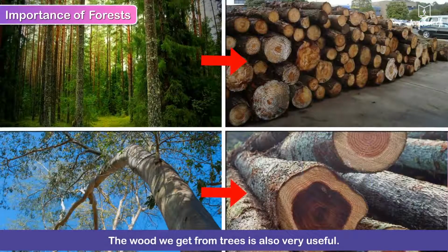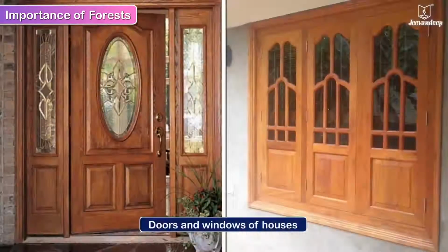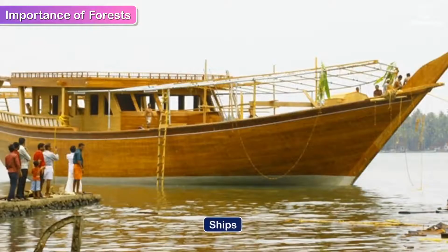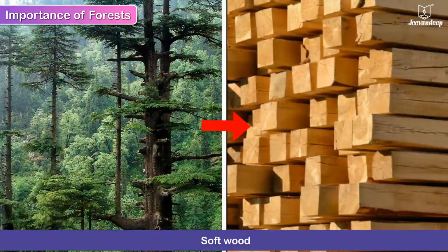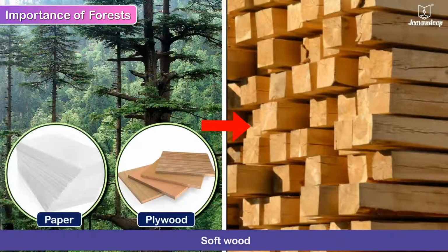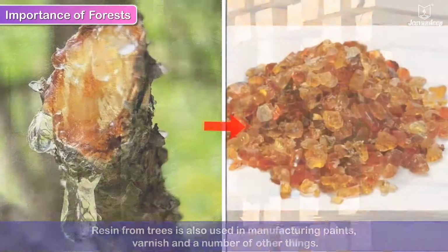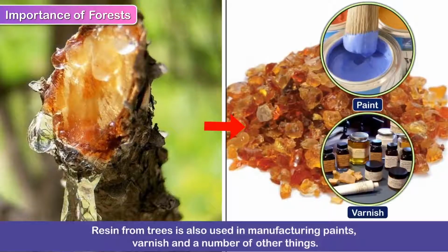The wood we get from trees is also very useful. We use it for making furniture, doors and windows of houses, boats, ships, and as firewood. Softwood is used for making paper, plywood, pencils, and matchsticks. Resin from trees is also used in manufacturing paints, varnish, and a number of other things.